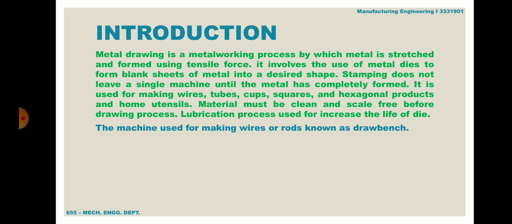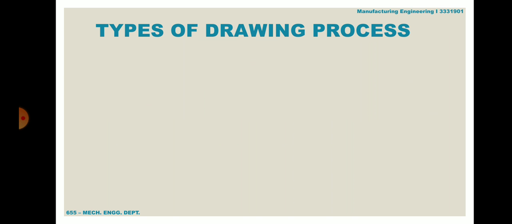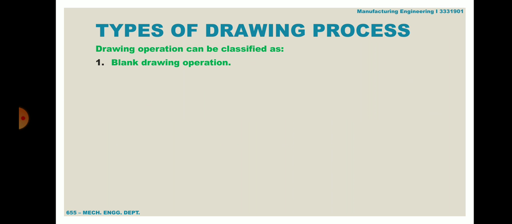Now, the machine used for making wire or rod is known as a draw bench. Several times it is asked what a draw bench is: the machine used for making wires. The next one, the drawing process used for making cups, is known as cupping. Now, types of drawing process. Drawing operations can be classified as blank drawing operation, tube drawing operation and wire drawing operation.